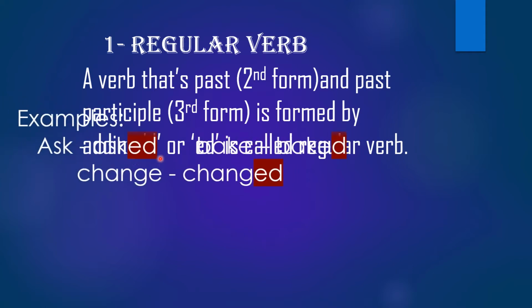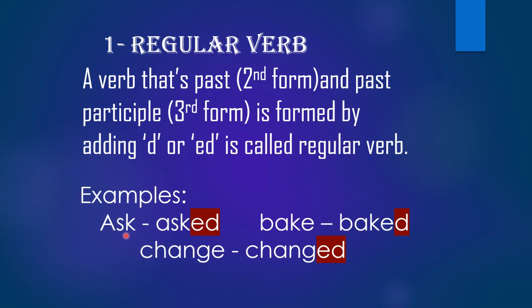You may see examples here. Root verb ask, and here we are adding ed, that is asked. Same as bake, it is the base form of the verb and we are just adding d and forming baked, past participle or second form of the verb. Same as change, base form, and we are adding here ed and it is our second form or third form of the verb, so these types of verbs are called regular verb. Clear?